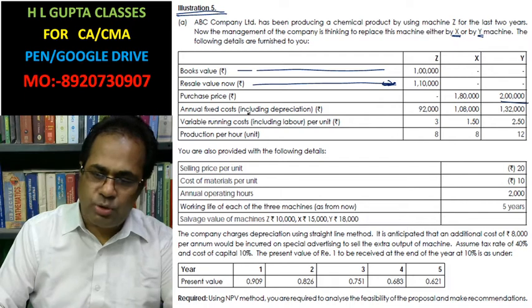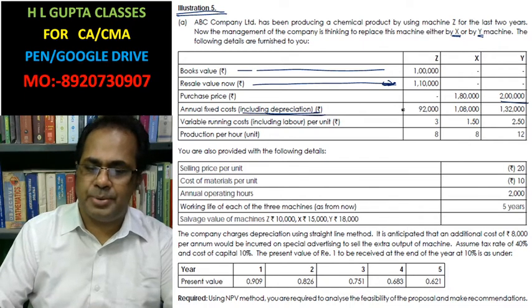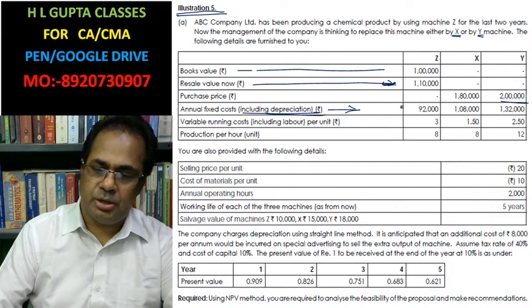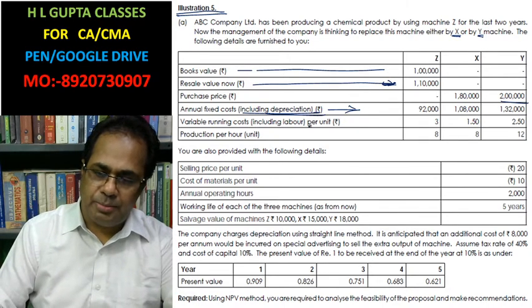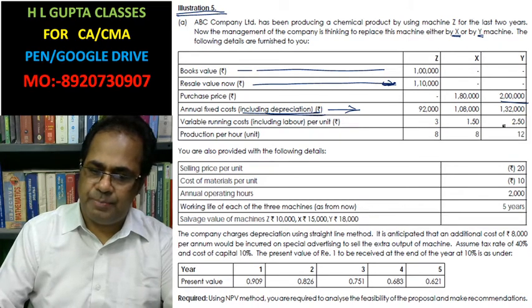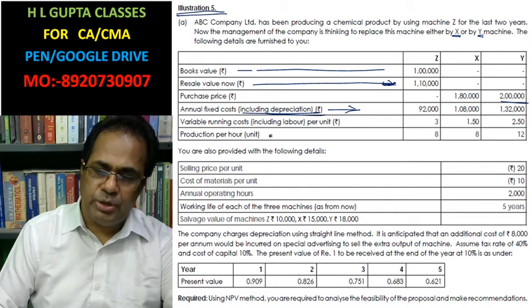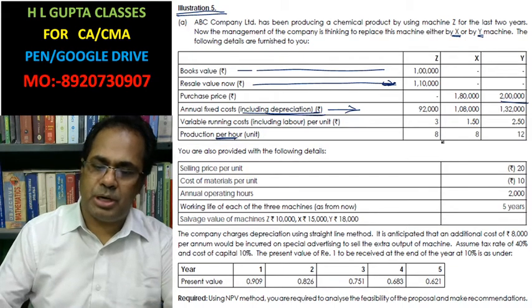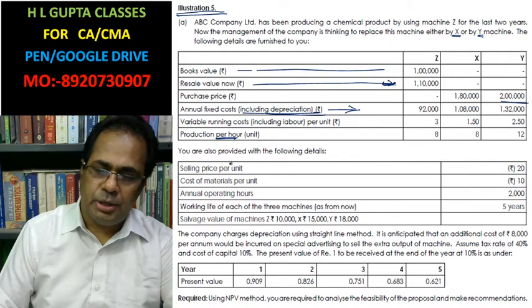Annual fixed cost including depreciation. I will use this information; that is why including depreciation is written here. 92,000. Running cost including labor per unit is given. Production per unit is 8, that is, production per hour: 8, 8, 12.